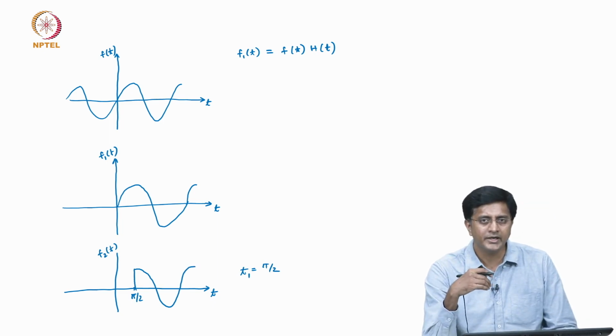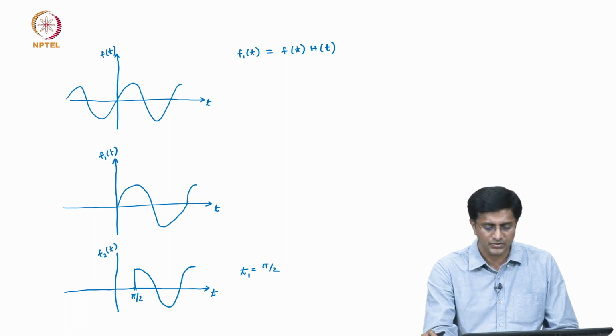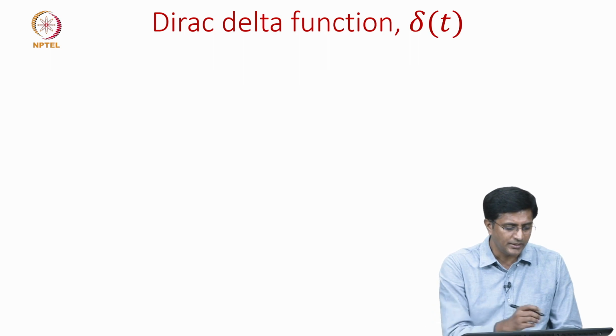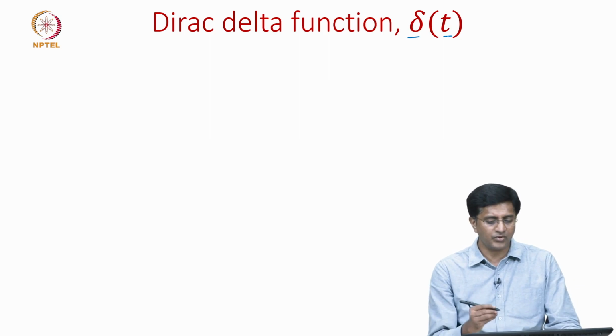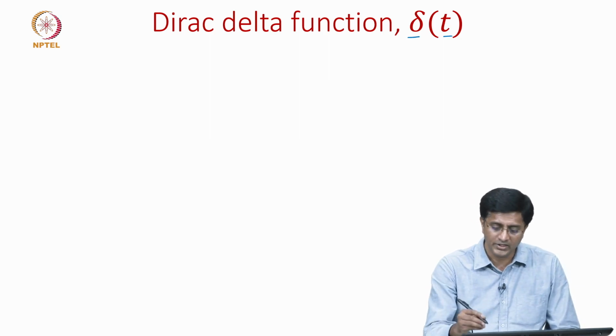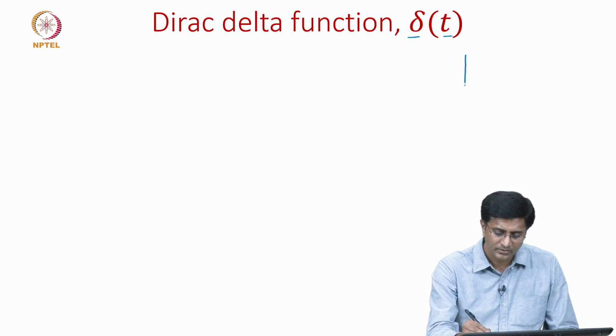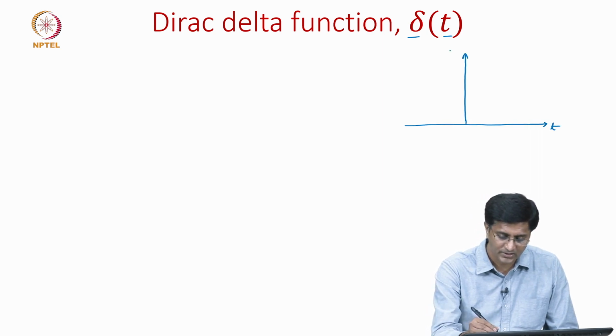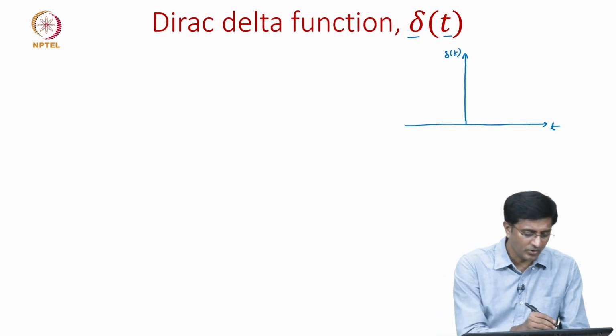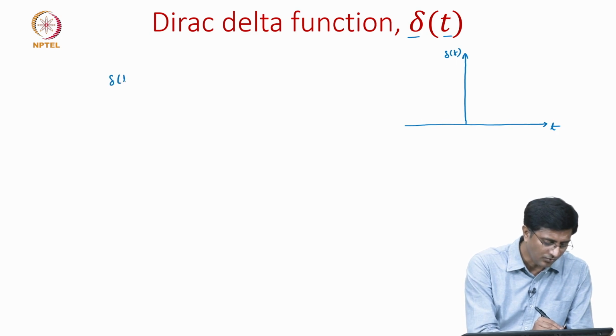Now, let us move to the next topic where we discuss the derivative of this unit step function, which is the Dirac delta function, represented as delta of time. So, first look at how it is represented. The x axis is again time and the y axis is delta of t, which is the Dirac delta function. And we already defined this as the derivative of the Heaviside function.